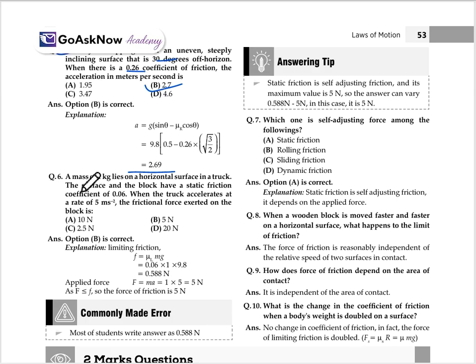Now, a mass of 1 kg on a horizontal surface in a truck, the surface and the block have a static friction of 0.06. When the truck accelerates at a rate, the frictional force exerted on the block will be? Then we know that F = mu mg, as we have already stated. Then we substitute the value of 0.06, we get F = ma, then 1 into 5, so the force value is equal to 1 Newton.